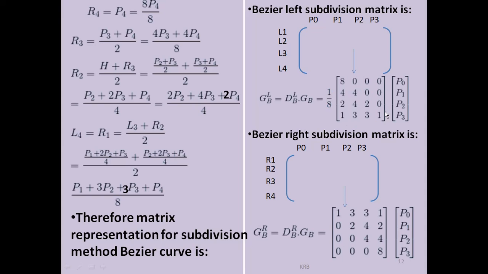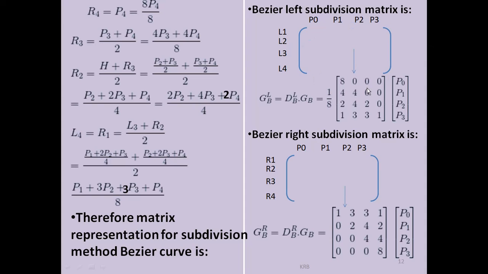Okay, so I think you have understood how we have written the matrix. I'm sorry, the parameters shown here are wrong. It is actually P1, P2, P3 and P4 here. Okay, I hope you have understood how we have formed this matrix, divided by the geometric matrix of the Bezier left subdivision matrix.